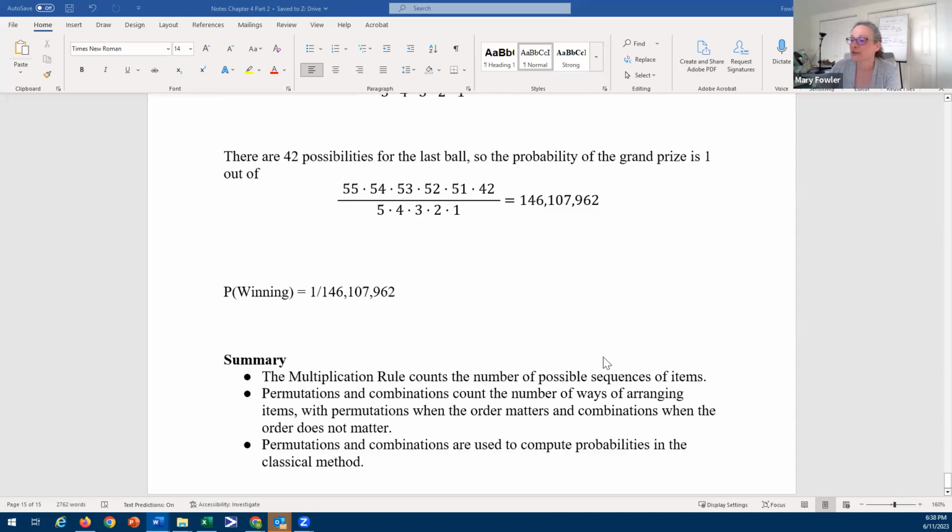Okay, so I just want to summarize. The multiplication rule counts the number of possible sequences of an item or the number of possible outcomes if a sequence of choices are made. Permutations and combinations count the number of ways of arranging objects. With permutation, order matters. With combination, order does not matter. And we can use permutations and combinations to compute probabilities.